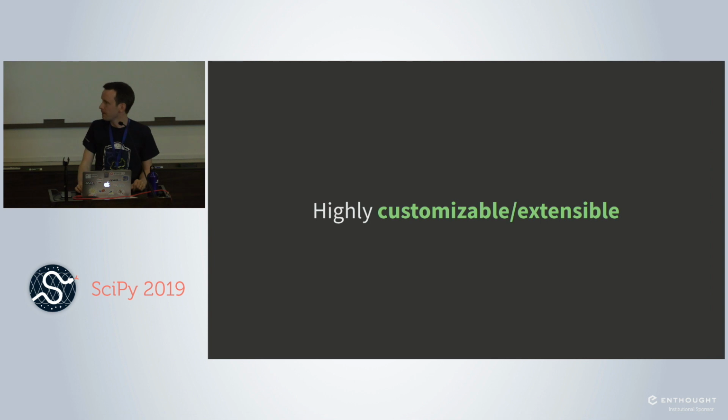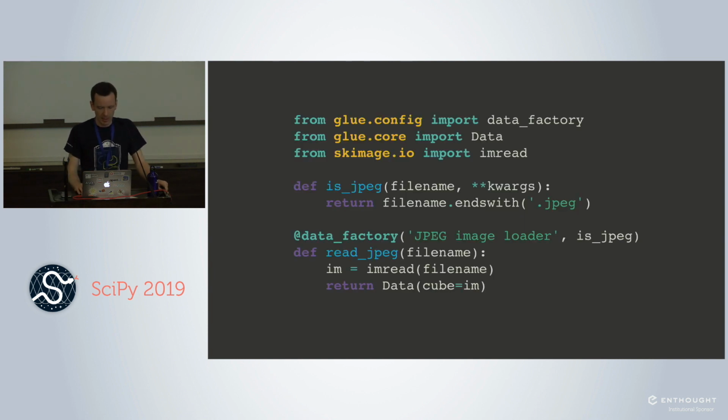Now, one of the main features of Glue is that it's very highly customizable and extensible. Many of the things in Glue can be customized, and we wanted to make it really easy for researchers to do this. We don't want people to have to be advanced developers to customize things. So this is an example of how you would implement a very simple data loader for JPEG images. I mean, we can actually read JPEG images, but if you couldn't, this is how you would write the code.